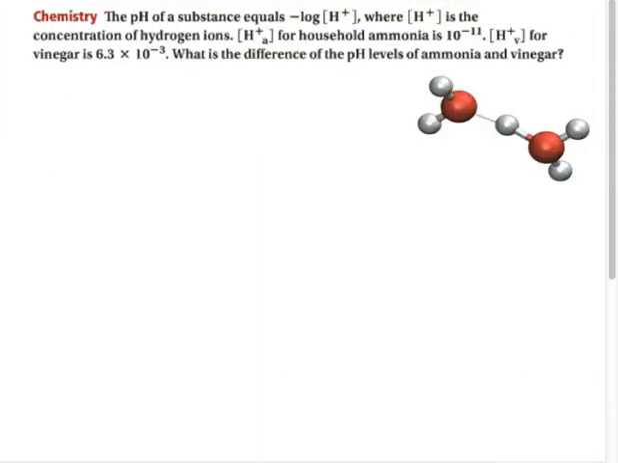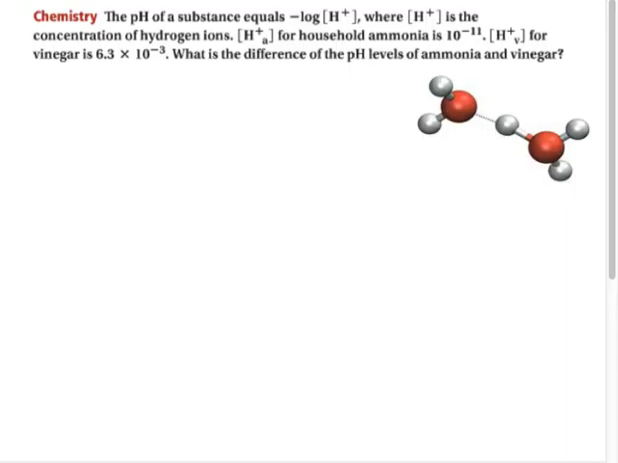So let's do one last problem. Let's wrap up with a word problem, and then we'll be done with notes for today. So the pH of a substance is equal to negative log of the concentration of hydrogen ions. The concentration for ammonia is 10 to the negative 11. For vinegar is 6.3 times 10 to the negative third. What is the difference in pH levels of ammonia and vinegar?